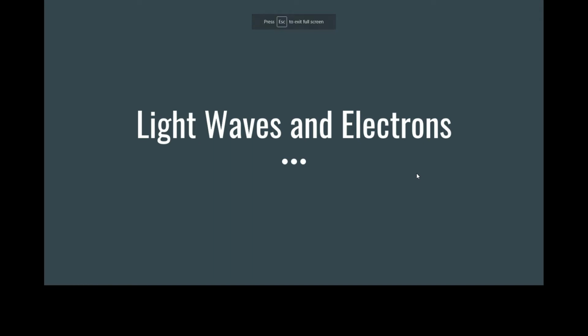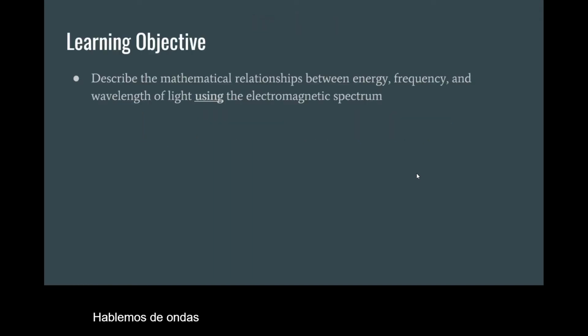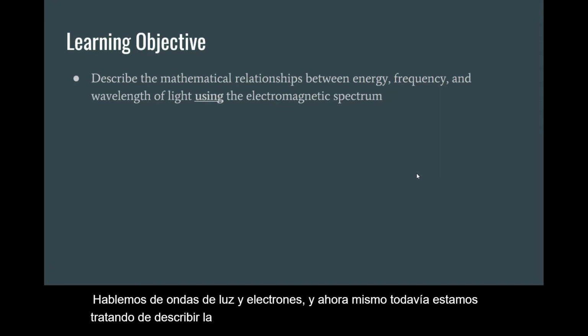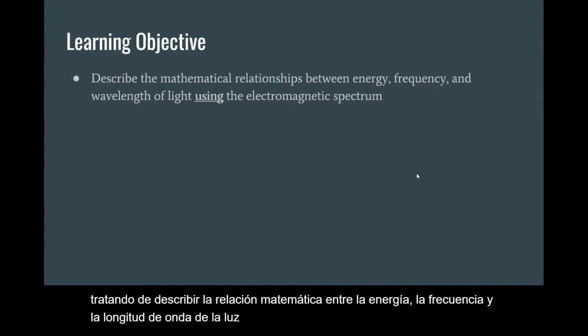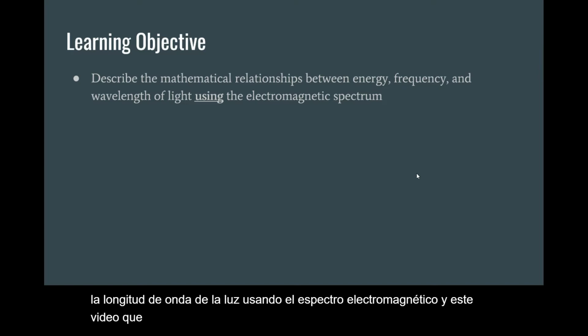Let's talk about light waves and electrons. And right now, we're still trying to describe the mathematical relationship between energy, frequency, and wavelength of light using the electromagnetic spectrum. In this video, we're going to really focus on using the electromagnetic spectrum.